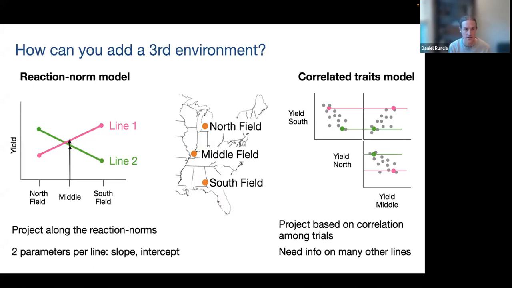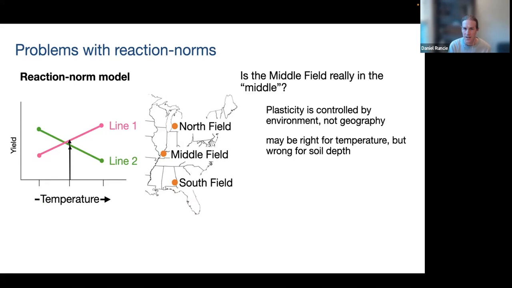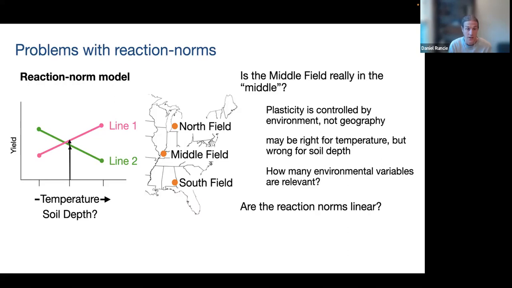So it seems like the reaction norm model is a clear winner. But there are problems with the reaction norm model. First, was it really reasonable to place the middle field in the middle of this plot? Yes, it's in the middle geographically, but plasticity is controlled by the environment, not geography. And maybe it's right for temperature to put the middle field on this axis, but maybe it's wrong for soil depth or some other environmental variables that might be relevant. And so how many environmental variables are relevant here? And are the reaction norms, these lines here, really linear? The reaction norm model is pretty limited once we add more complexity like that.